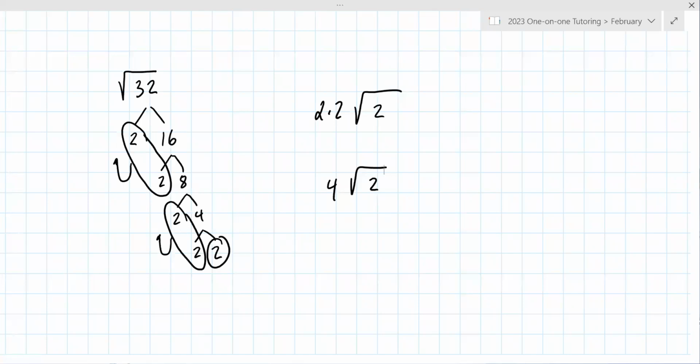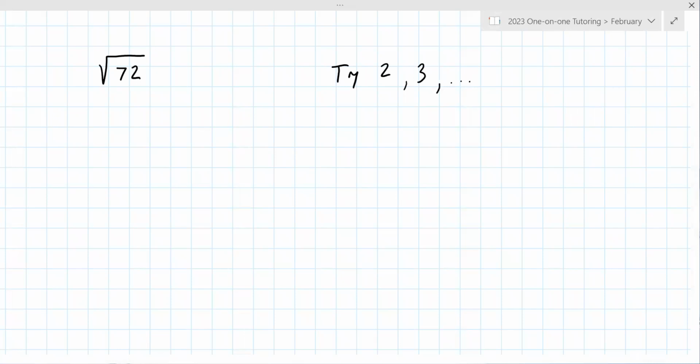I want you to try this one on your own, please. And please really try to go in that order. Try 2 until it doesn't work, then try 3 until it doesn't work, and so on. Okay, got it. So it'd be 72, then 2, which would give me 36, and 36 by 2 is 18, and then 18 by 2 would give me 9, and then 9 would have to be 3 by 3. That's right.